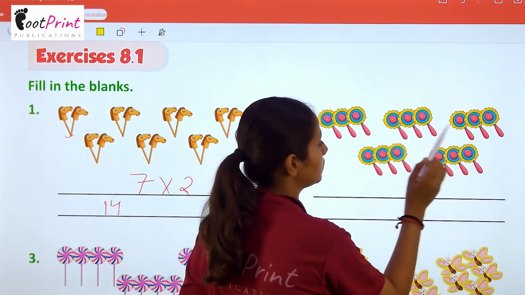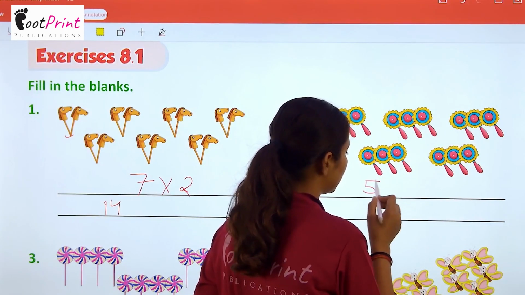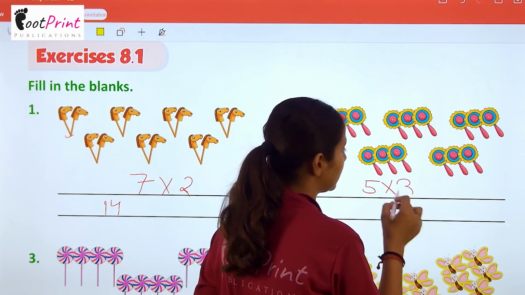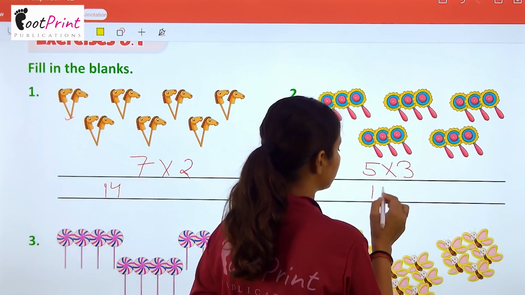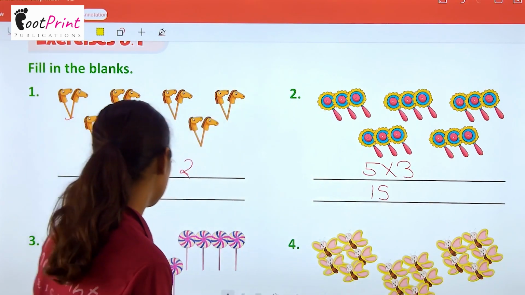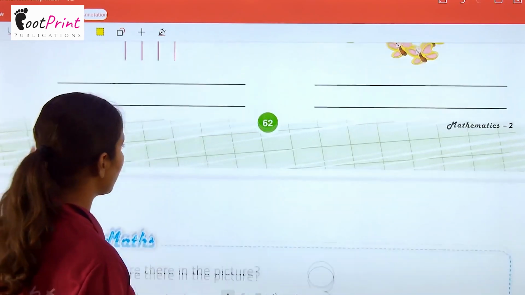Simply, 1, 2, 3, 4, 5 groups were there, and each group contains 3 toys. So 5 into 3 is 15. Similarly, the rest of the part you have to do by yourself.